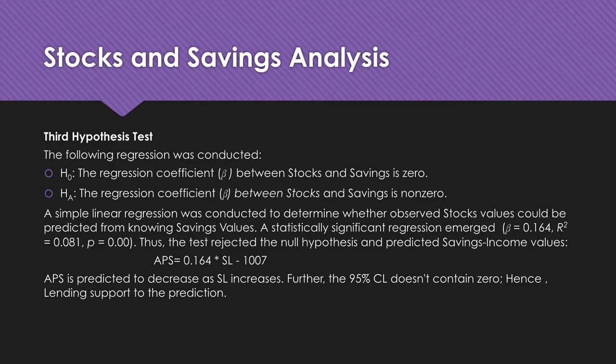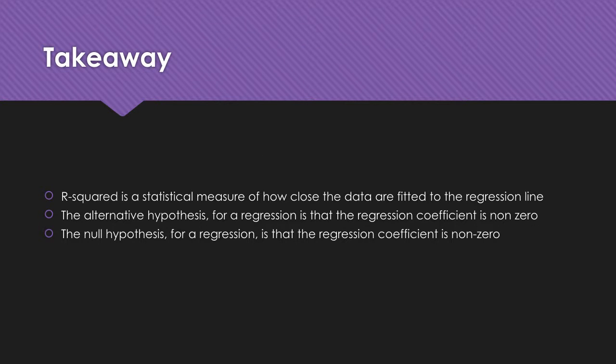After doing this, we move forward to the takeaways. So what did I learn from this test? The first thing is that R squared is a statistical measure of how close the data are fitted to the regression line. The alternative hypothesis for this test for regression is that the regression coefficient is non-zero, and finally the null hypothesis is that the regression coefficient is 0.